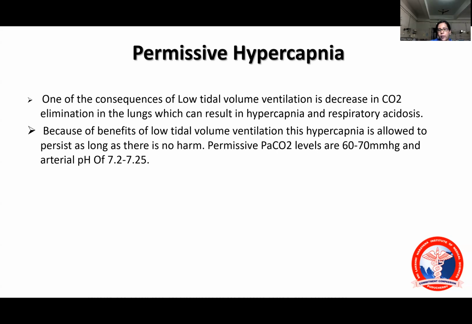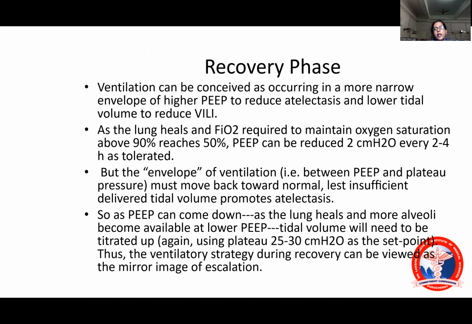It should be somewhere between 7.2 to 7.25 is allowable. If it is going for severe acidosis, like it is going below 7.15, then you can increase the tidal volume to compromise the PaCO2 buildup. Now, especially this permissive hypercapnia is allowable in pregnant patients and severe extreme obese patients.